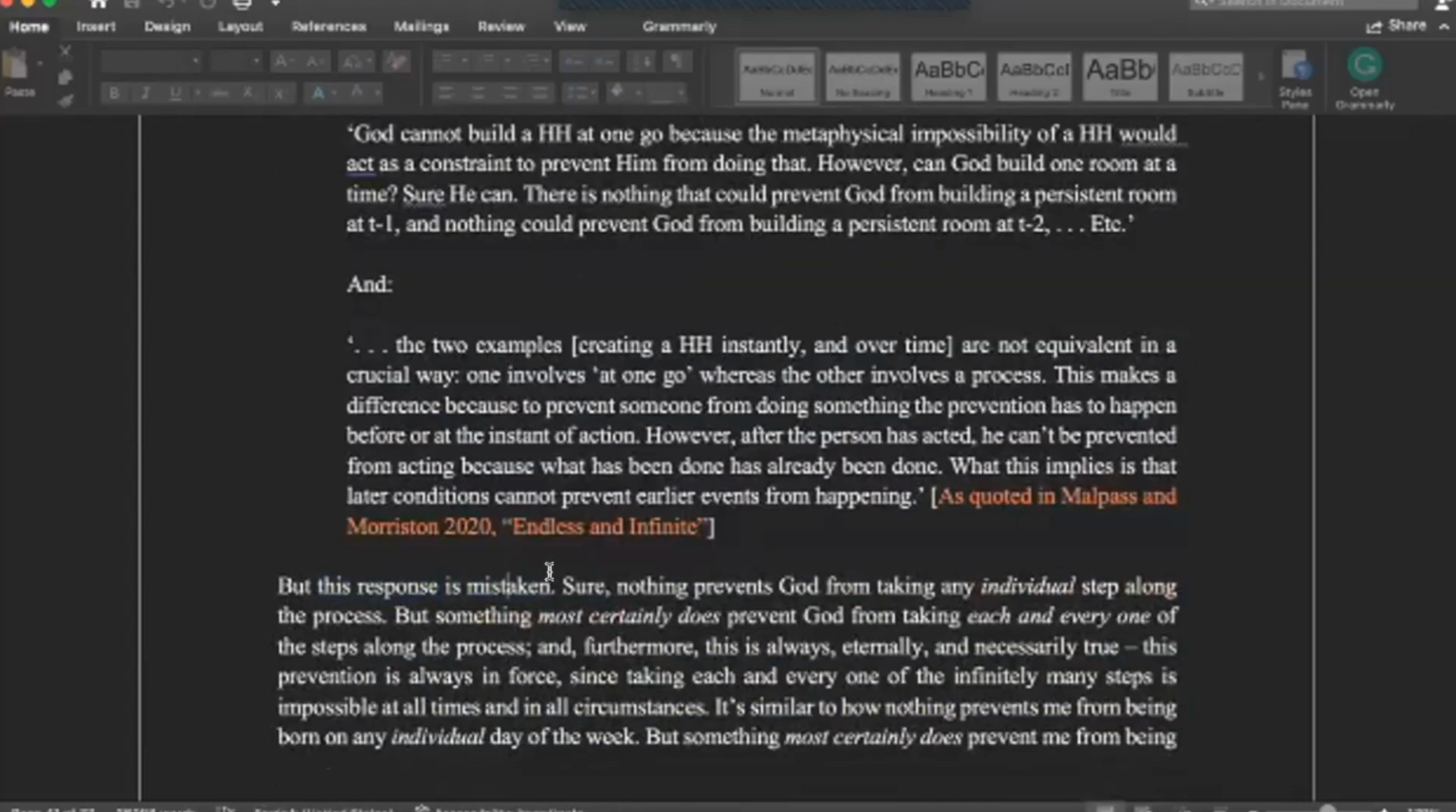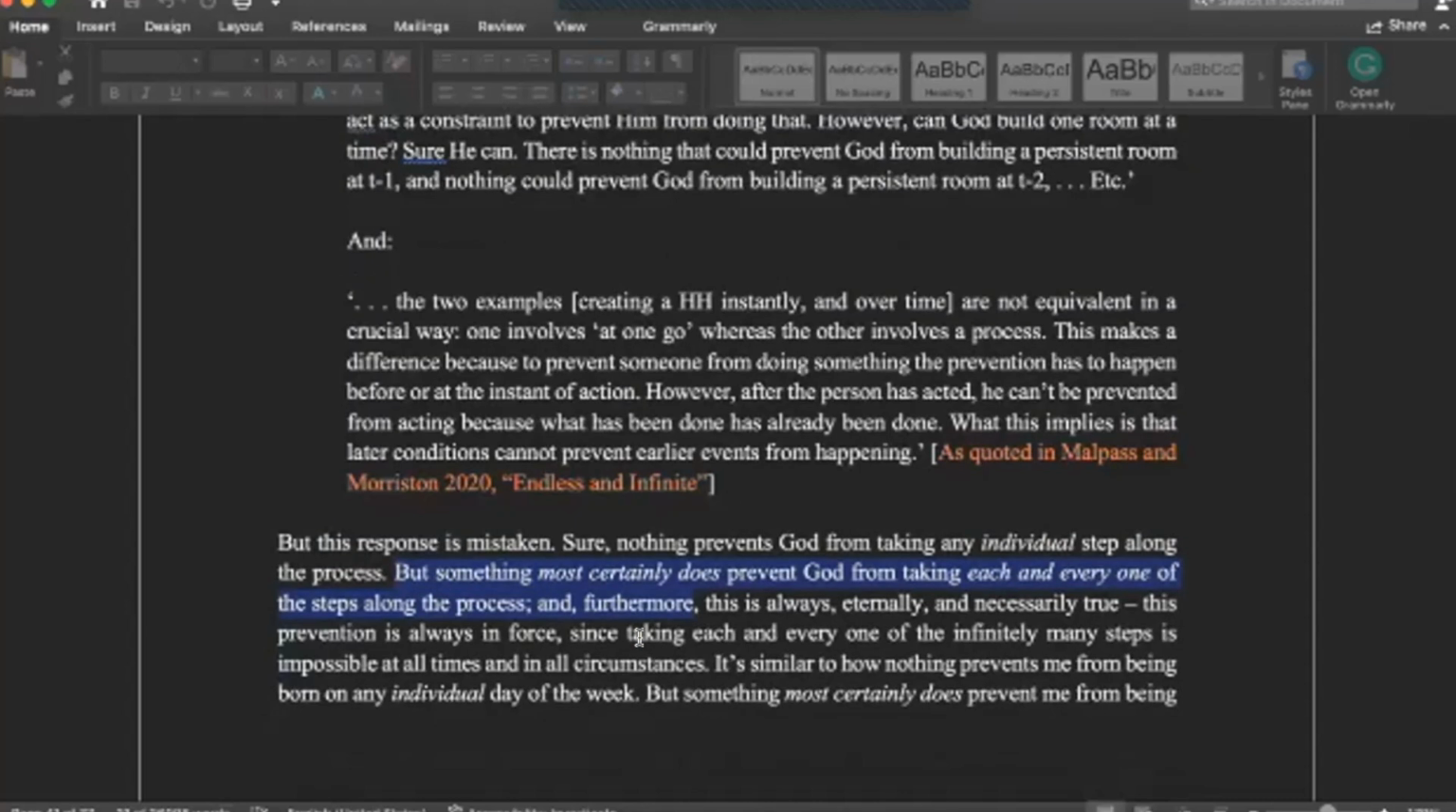Sure, nothing prevents God from taking any individual step along the process, but something most certainly does prevent God from taking each and every one of the infinitely many steps along the process. And furthermore, this is always eternally and necessarily true. This prevention is always in force, since taking each and every one of the infinitely many steps is impossible at all times and in all circumstances, right?